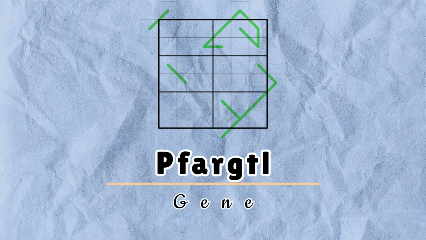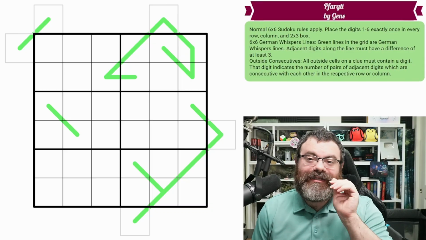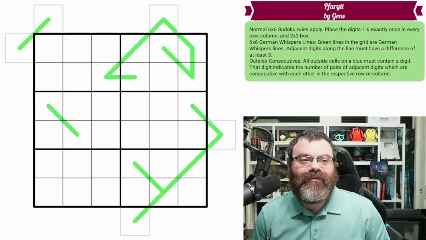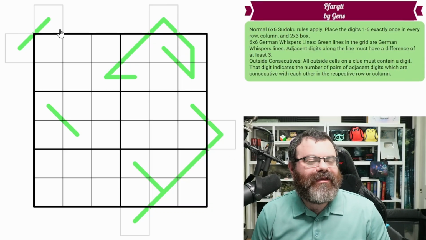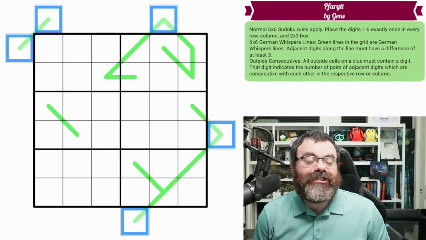Hello, let's continue our Sudoku adventure with Pfargtl by Gene. I don't know how to pronounce that. But this does continue our Escape the Grid theme week. I hope you're enjoying it. We're nearing the end of the week, and so we do have clues outside the grid that we're going to need to fill with digits.